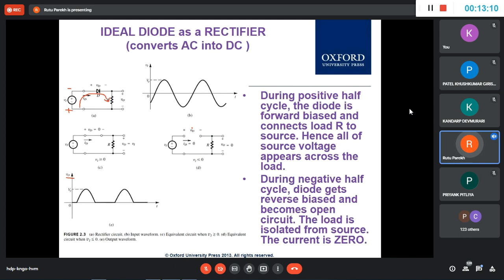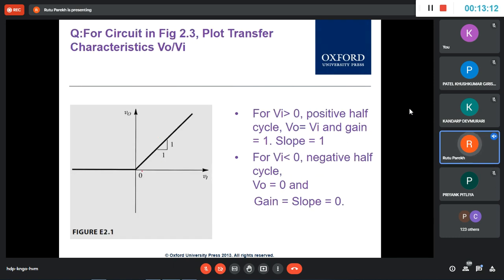Okay, is that clear? And this is V0 upon Vi, which is known as the transfer characteristics. Whatever is your input, how much is transferred at the output, that is your transfer characteristics. So input voltage and output voltage. Here, from 0 volt it is conducting, whatever is the input will appear at the output, and it is at a 45 degree.